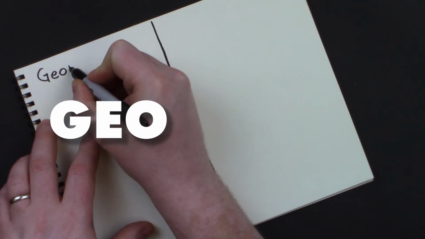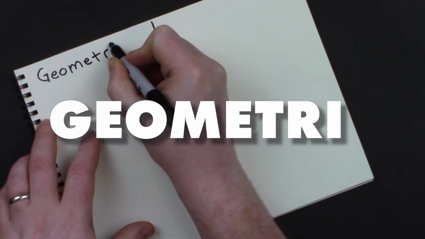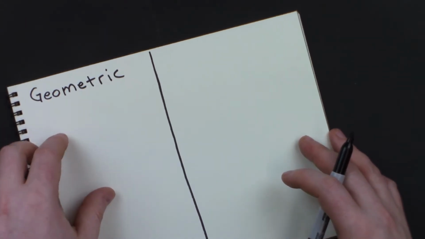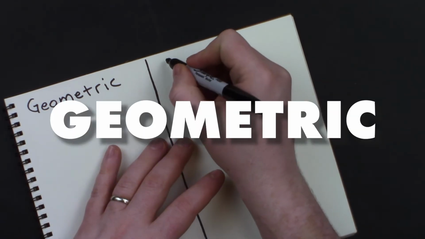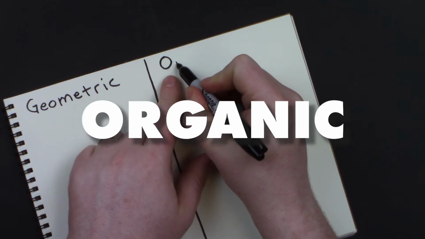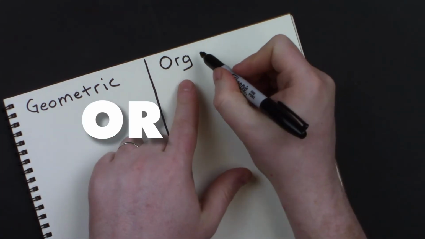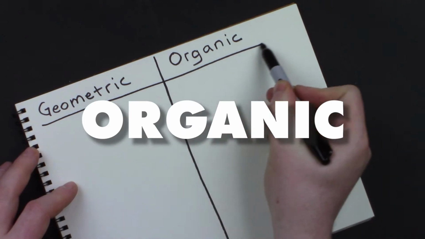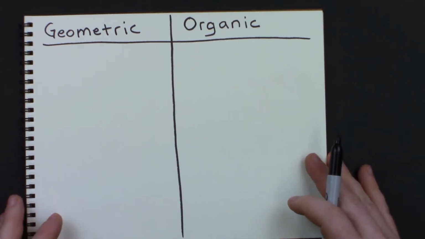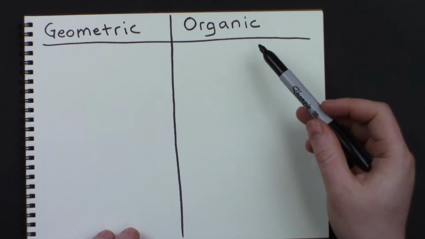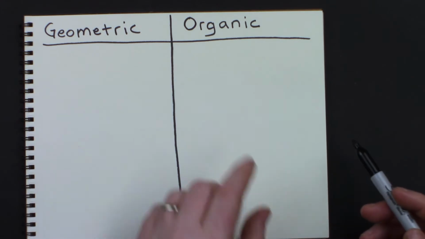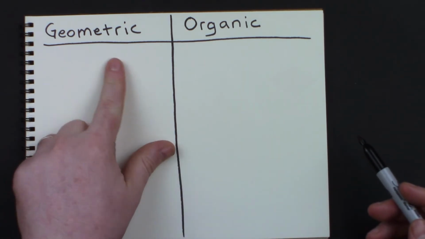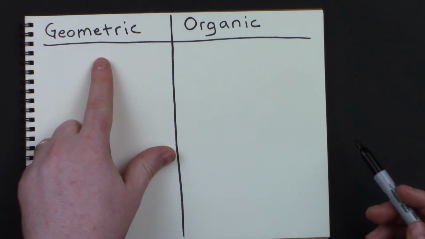Geometric, G-E-O-M-E-T-R-I-C, shapes, geometric shapes. You've probably heard that word before. Maybe when you're in a math class, your teacher says, we're going to be learning about geometric shapes today. And then the second word is organic, O-R-G-A-N-I-C, on the other side here. Geometric and organic. You might have heard the word organic before. Maybe you were at the grocery store and you saw some organic green beans or organic fruit. So organic means natural, like the kinds of things you would see in nature. And geometric means more mathematical, more man-made, things like that.